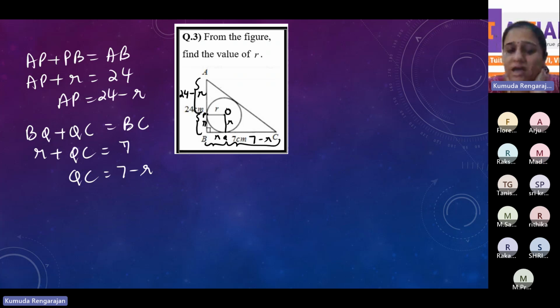Tell me the points that lie inside the circle. Point O, ma'am. Only O. On the circle, points P and Q, ma'am. Outside the circle, points A, B, and C, ma'am. So A, B, C are external points to a circle. Exactly.